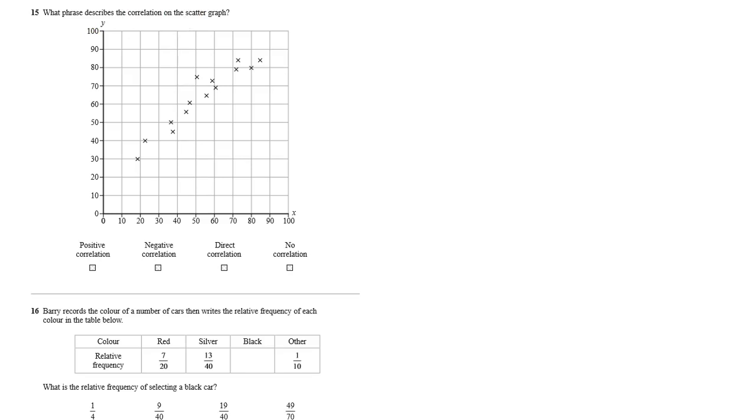Question number 15. What phrase describes the correlation of this scattered graph? If I cover this scattered graph, I am getting this. So this is positive. Had it been this side, negative. All over, no correlation. So this is a direct, so this is a positive correlation.